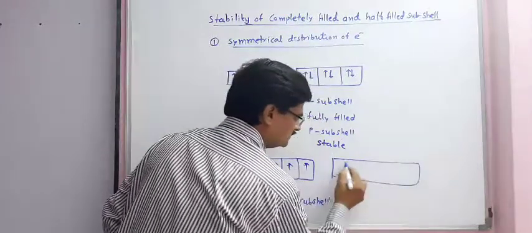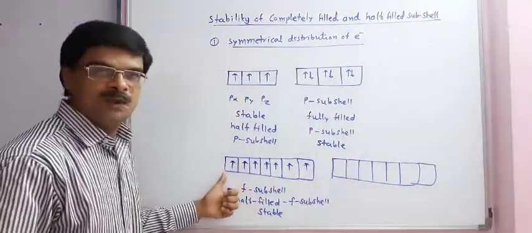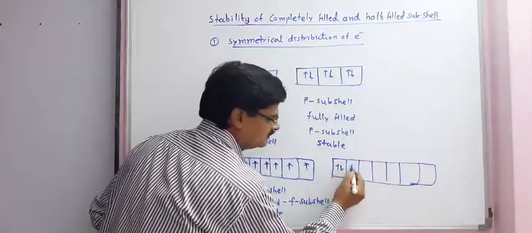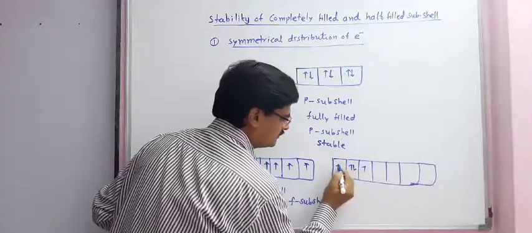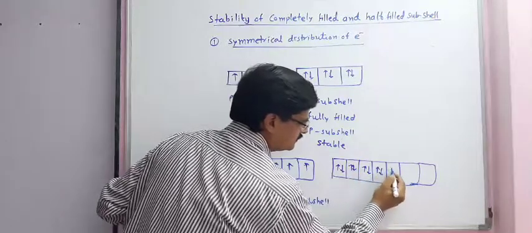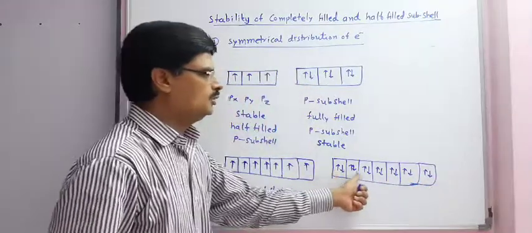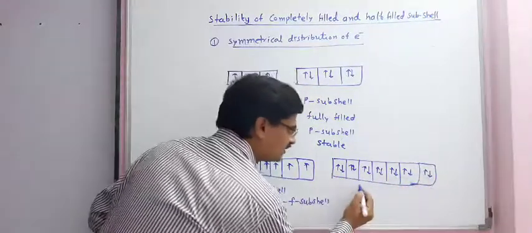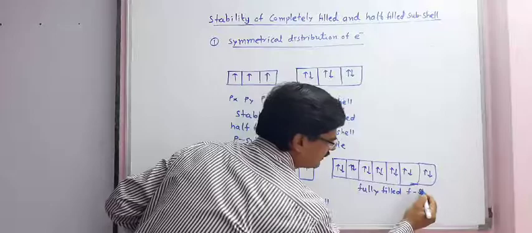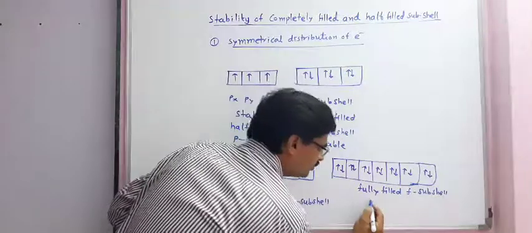Same way, if 14 electrons are present in the f subshell, in the 7 orbitals, then it is fully filled. Fully filled f subshell, so it is also stable.